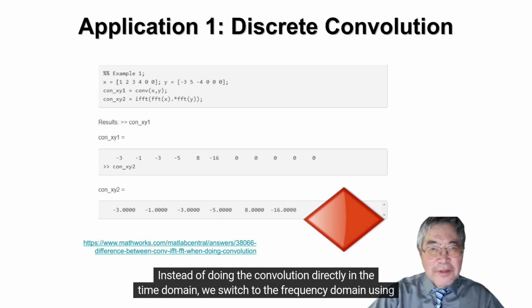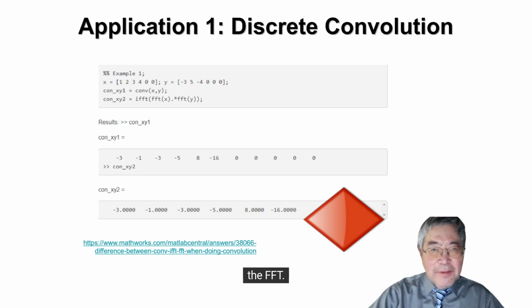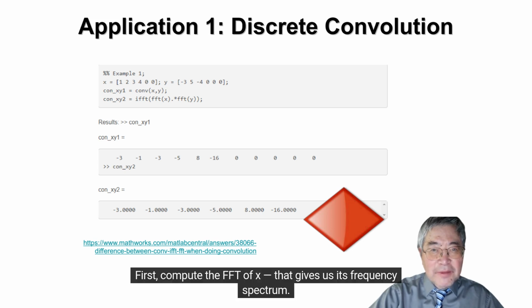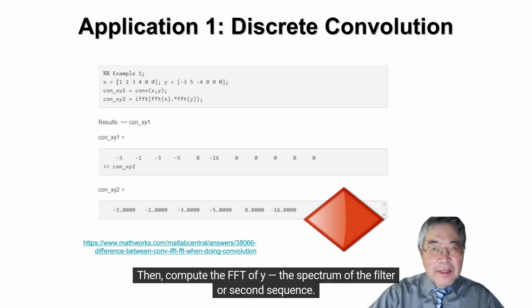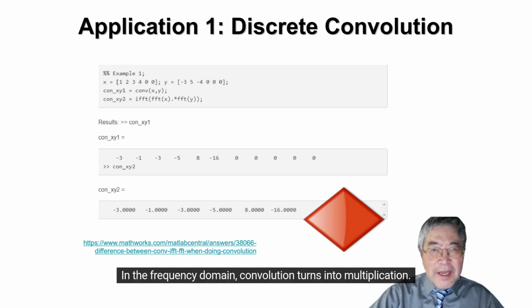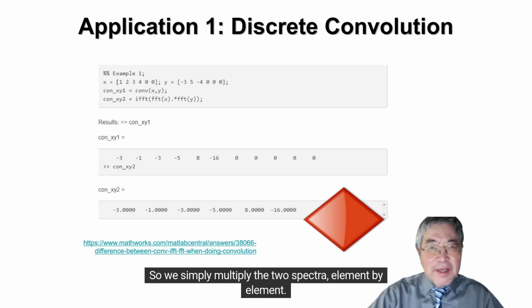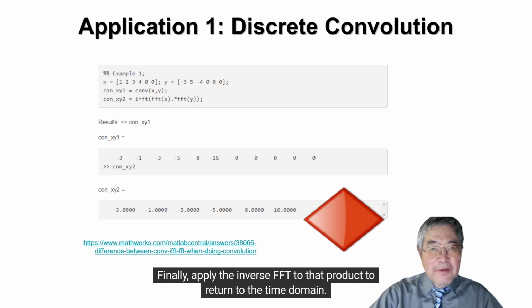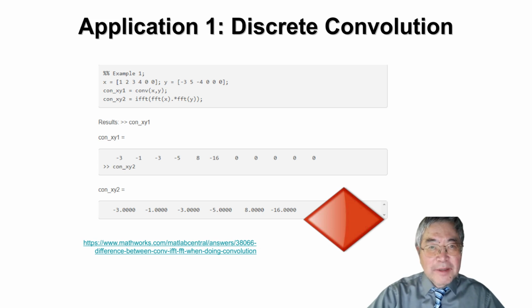Instead of doing the convolution directly in the time domain, we switch to the frequency domain using the FFT. Here's the MATLAB approach. First, compute the FFT of x. That gives us its frequency spectrum. Then compute the FFT of y, the spectrum of the filter or second sequence. In the frequency domain, convolution turns into multiplication. So we simply multiply the two spectra, element by element. Finally, apply the inverse FFT to that product to return to the time domain.